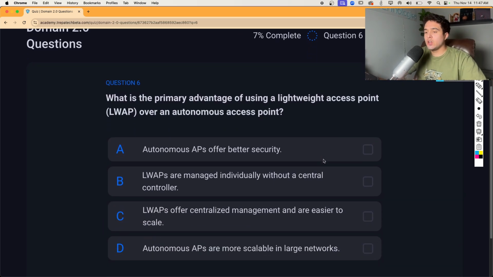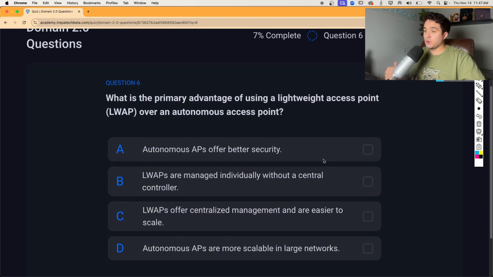Question 6. What is the primary advantage of using a lightweight access point over an autonomous access point? So autonomous access points, they don't scale. They're going to do everything: the routing, the switching, the firewall, the DHCP server, they do everything. It's typically in our small offices, home offices, 1 to 5, 10 people maybe. Your home may have a lot of stuff, but they're not centrally managed. You have to go into each individual access point to manage them.